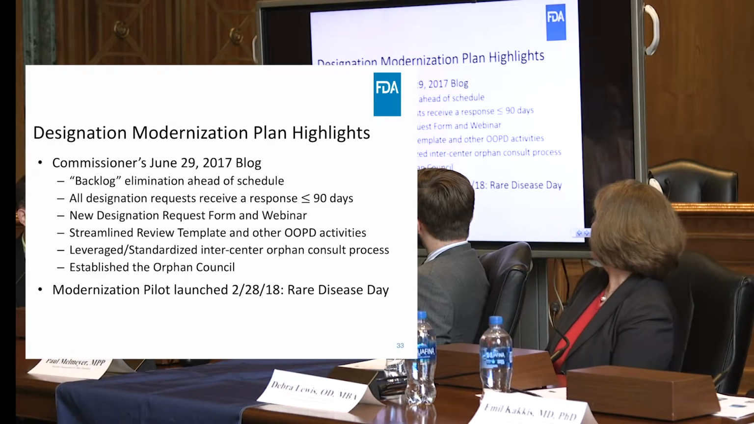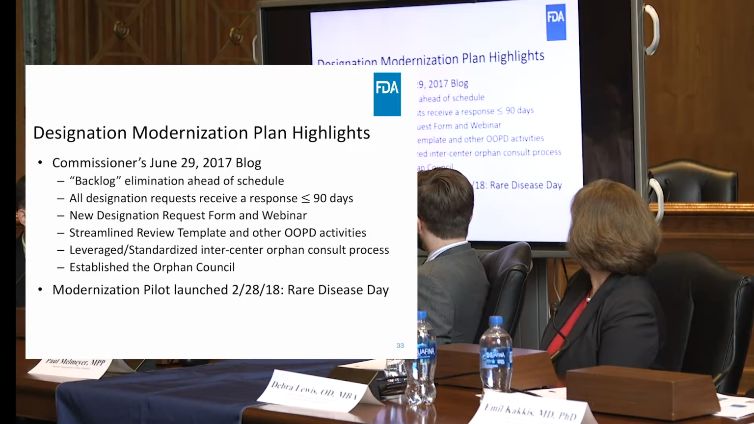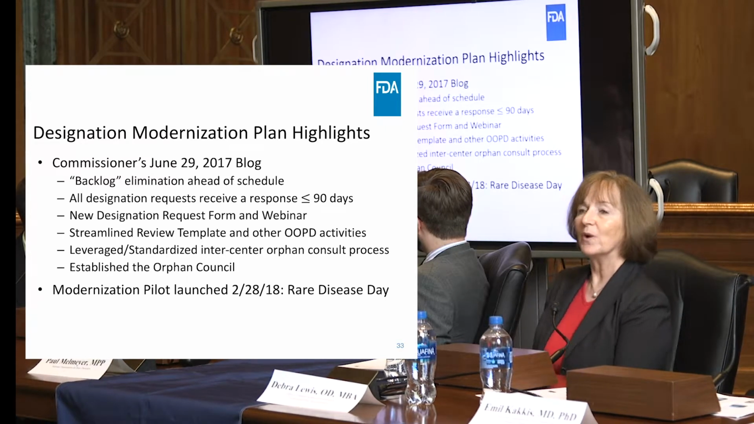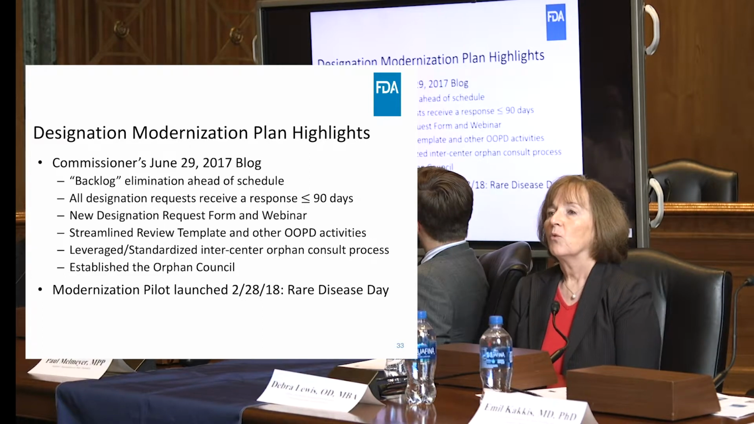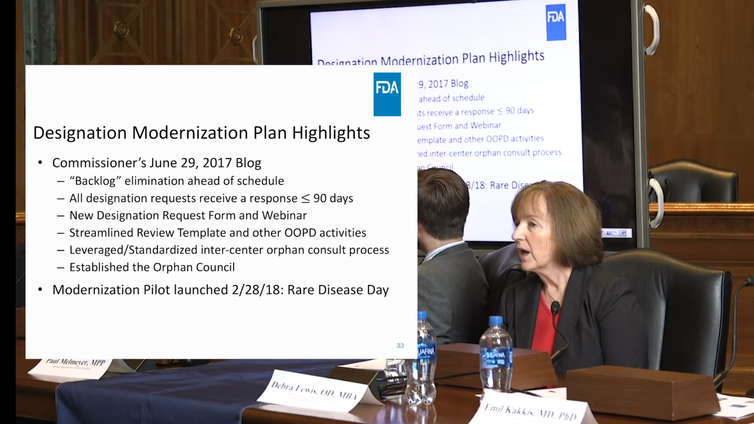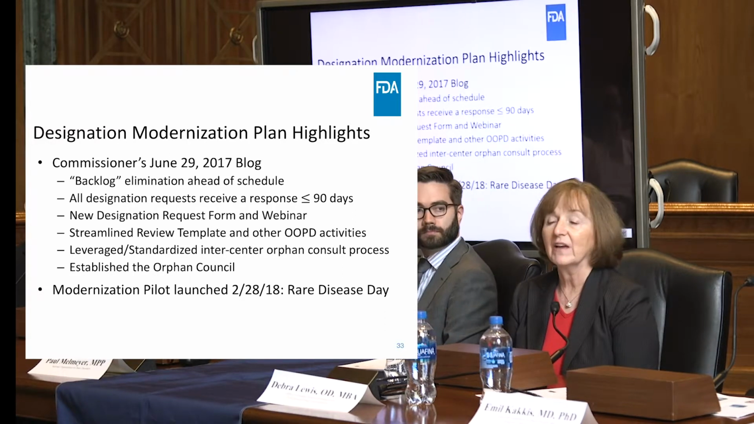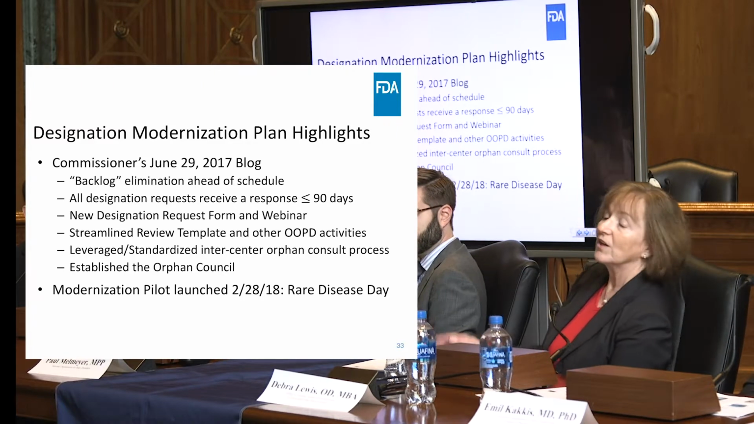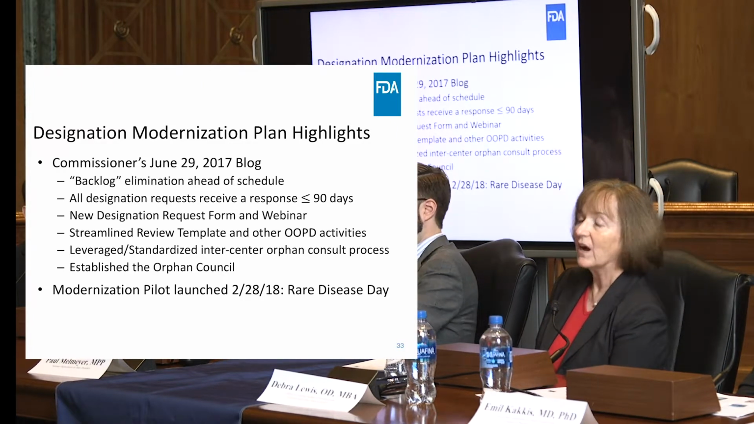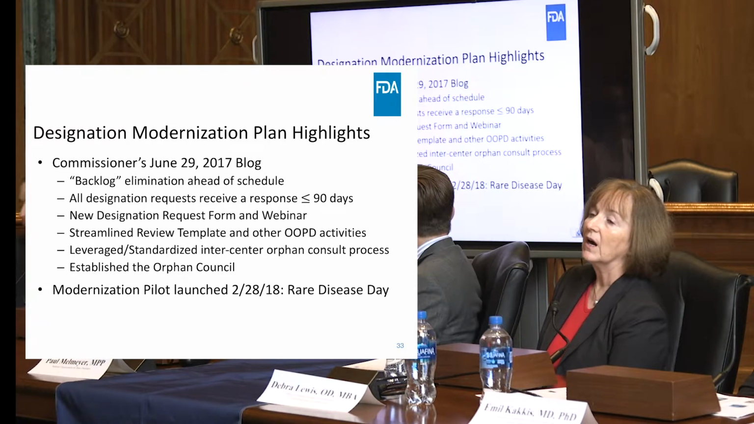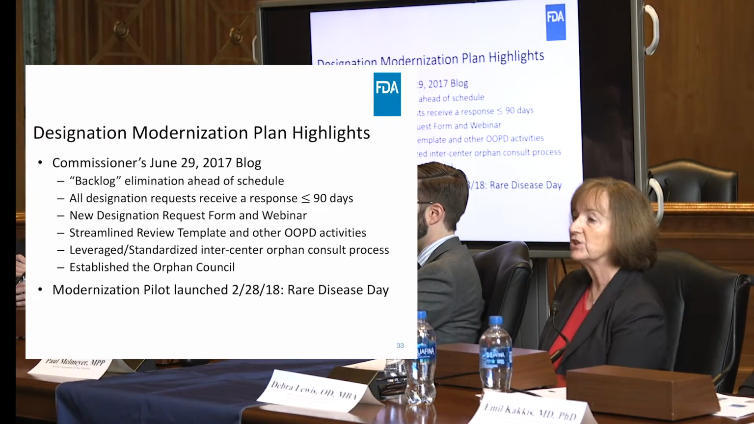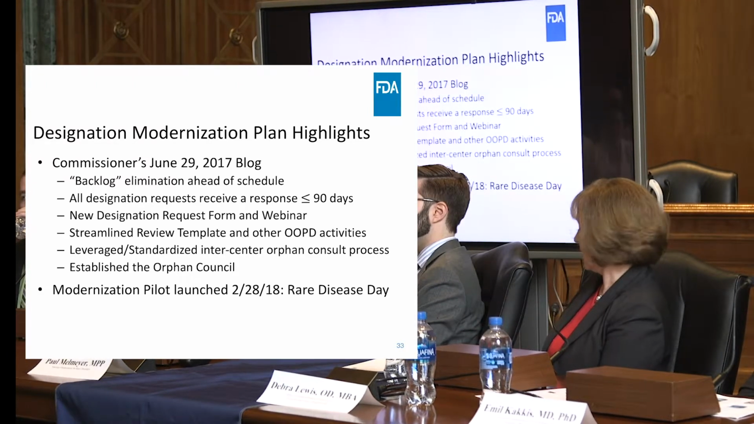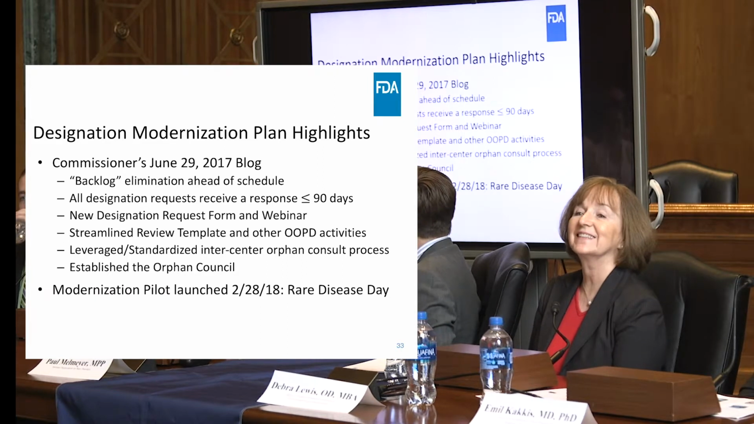We also have the option of consulting out. We've always had that option, but now we use a more standardized consult. What I mean by a consult is we may need expertise to help in some of our decision making, and we have that available in the agency and in NIH, wherever we want to go. We also have an orphan council, and that orphan council can help us resolve any issues. It's the senior leadership across our agency. We started this pilot back on Rare Disease Day in February.